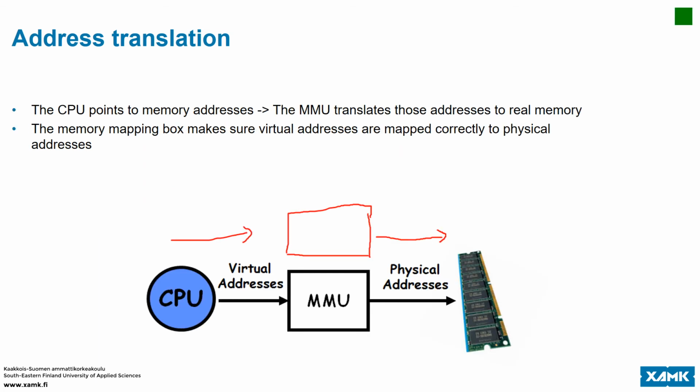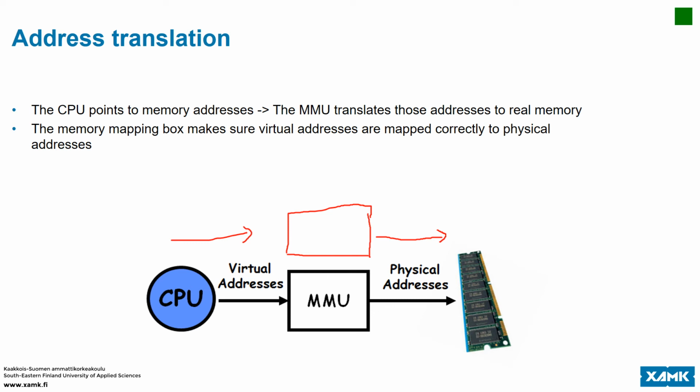So basically what happens in address translation is that the CPU points to some memory addresses. That is what happens here. And then the memory management unit, or magic memory unit, however you want to call it, translates those addresses to physical real memory.